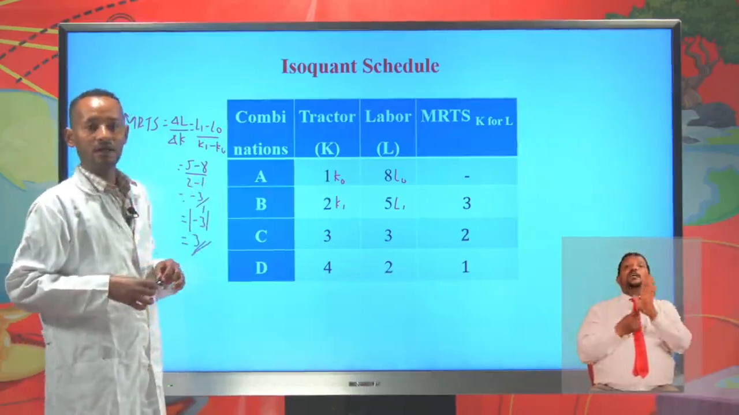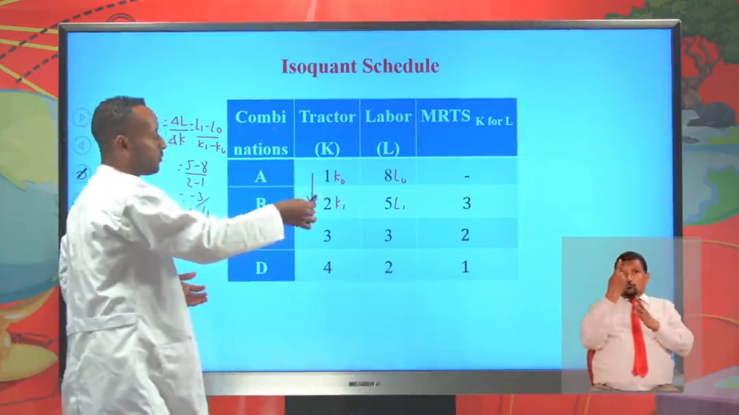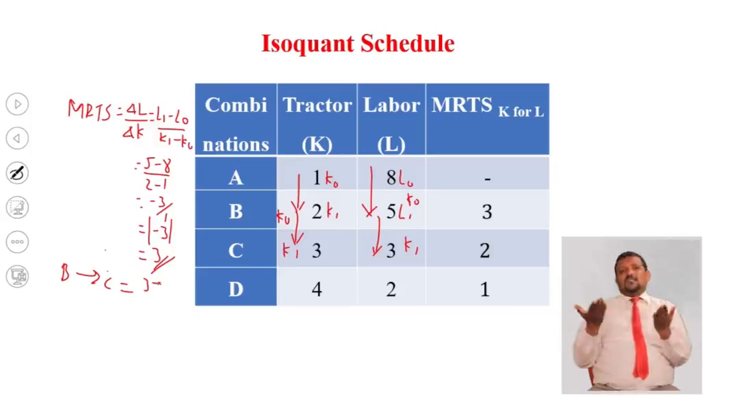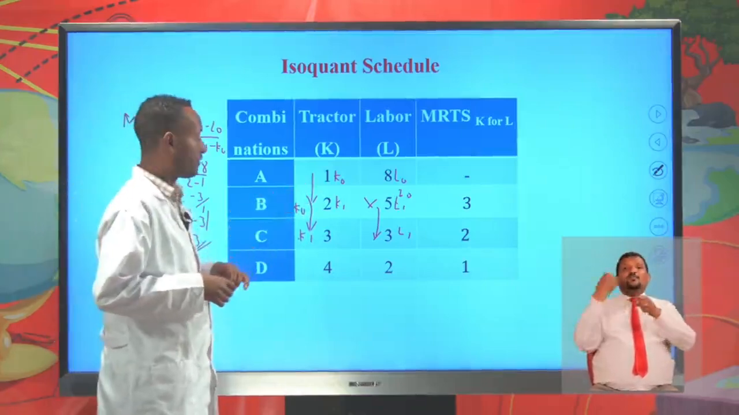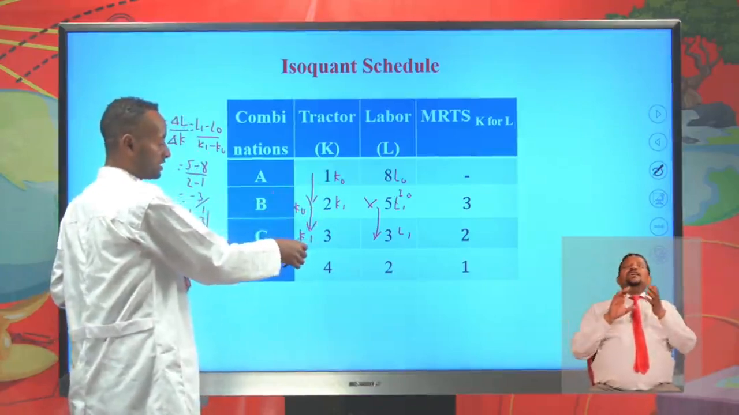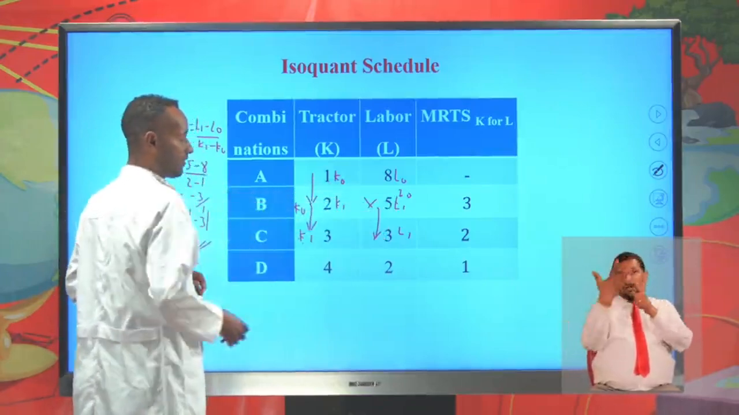This indicates that as we increase the variable input tractor from 1 to 2, if the variable input labor decreases from 8 to 5, then we are substituting 1 tractor for 3 labors. Again, as we move from combination B to C, if the variable input tractor increases from 2 to 3, then the variable input labor decreases from 5 to 3. Let's take this 2 as capital initial and this 3 as capital final. Let's take this 5 as labor initial and this 3 as labor final.